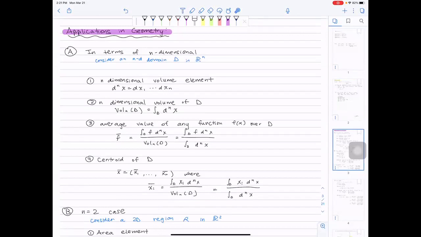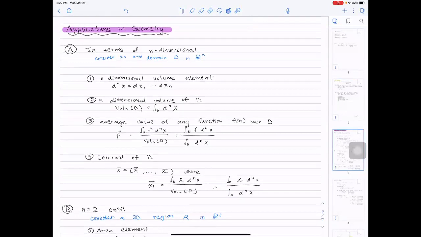So this week is all about applications. You can divide these into applications in geometry, mechanics, and probability, so it's three sections of applications. The first one is applications in geometry. I'll quickly go over definitions and we'll do examples.